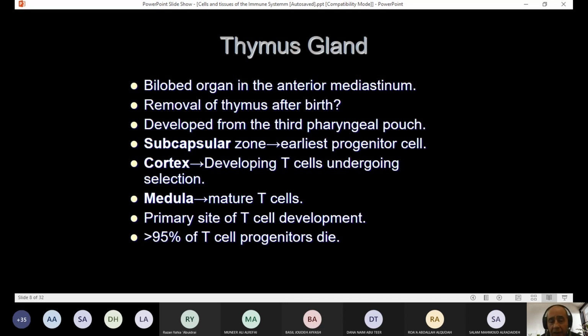That's why here 90 to 95% of those are going to be deleted. For every T cell that comes out of the thymus gland, or B cell that comes out of the bone marrow, that can recognize self antigens, immediately they are going to be deleted. Otherwise, we are going to have an autoimmune disease.